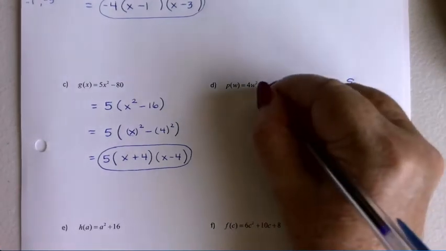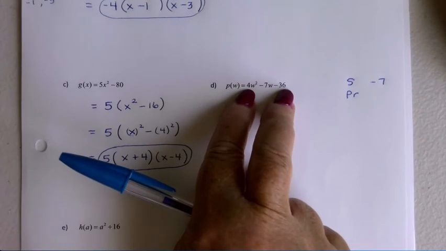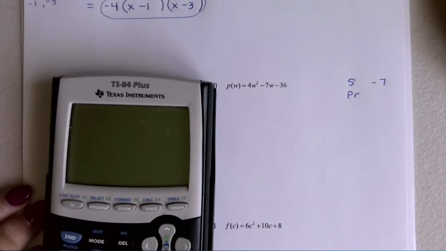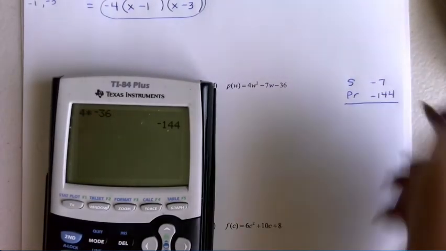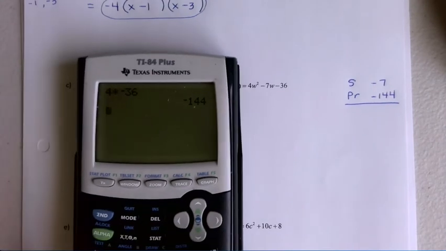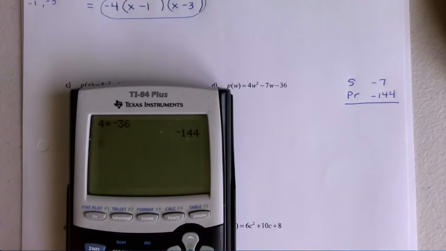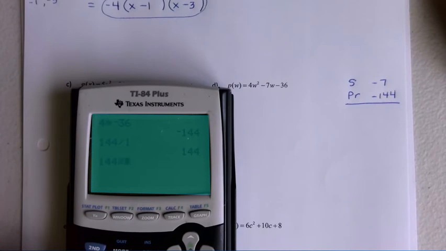So sum is going to be negative 7. For the product, I have to multiply the 4 times the negative 36. And this looks like a calculator is going to be helpful again. Negative 144. All right, let's see what we can come up with. I'm going to just start dividing 144 by different things. I know 1's not going to work. 2 and 72, also no good.